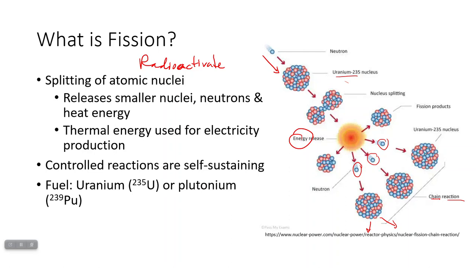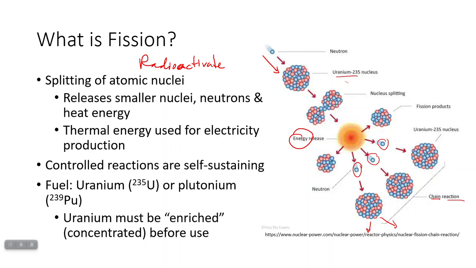The most common fuel for nuclear power generation is uranium-235 or plutonium-239. Now, when you are mining uranium, it's usually not super concentrated. There are areas where you can get uranium ore that is a little more concentrated than normal, but you still have to enrich the uranium, or concentrate it, before you can use it as a fuel source, because you need relatively pure uranium samples in order to produce a nice self-sustaining reaction.